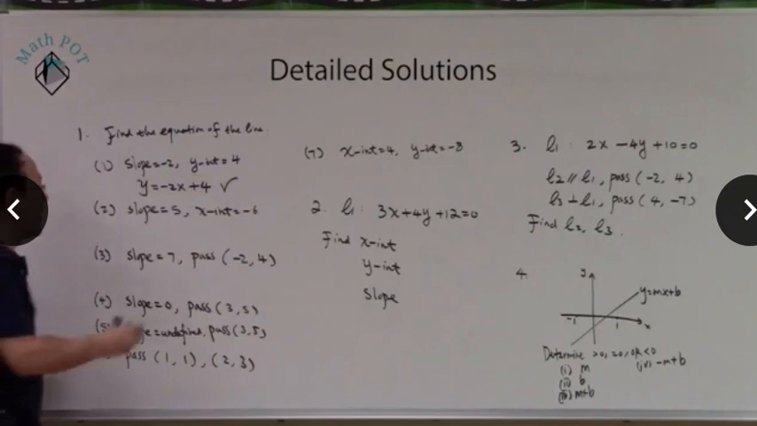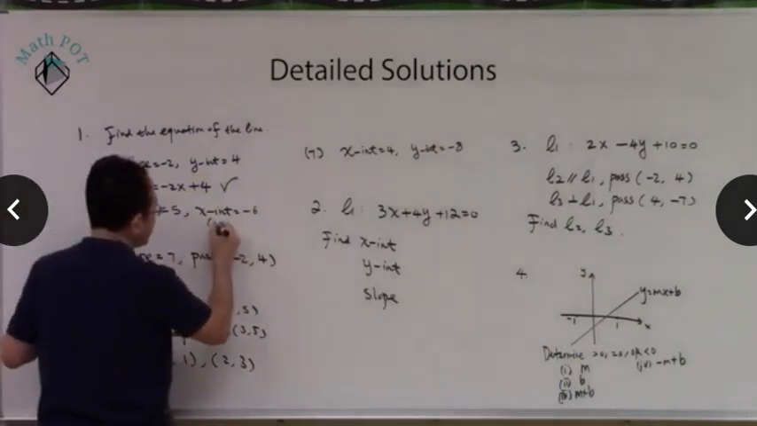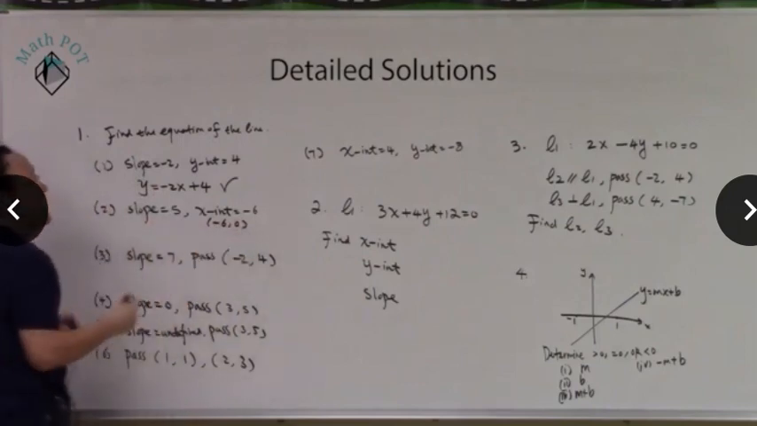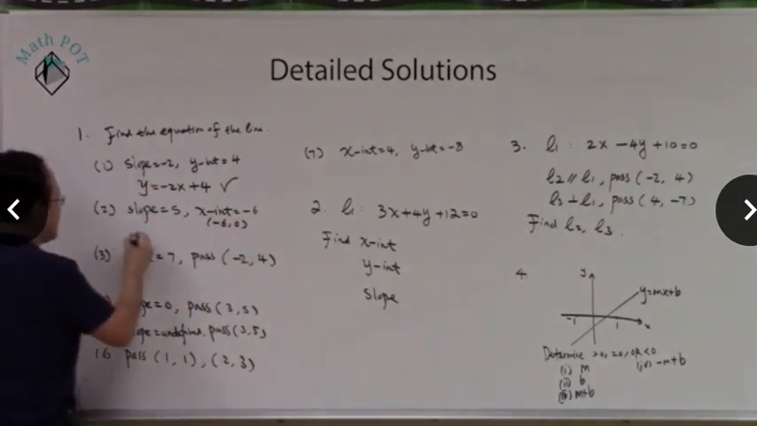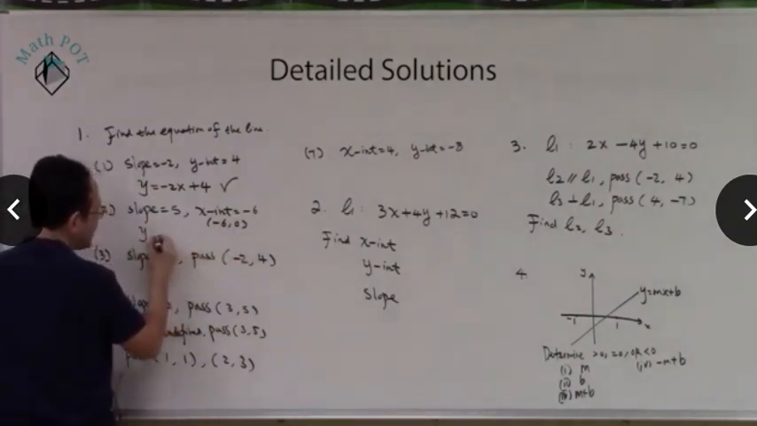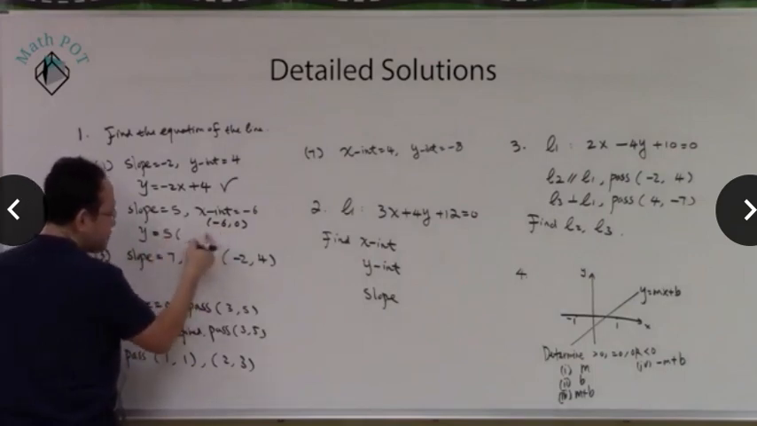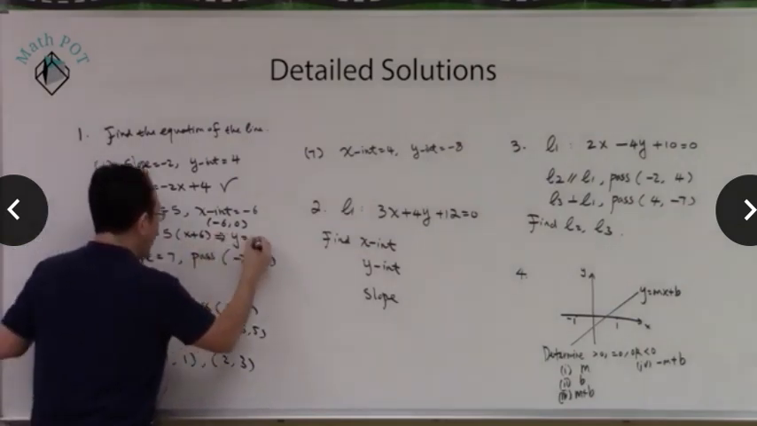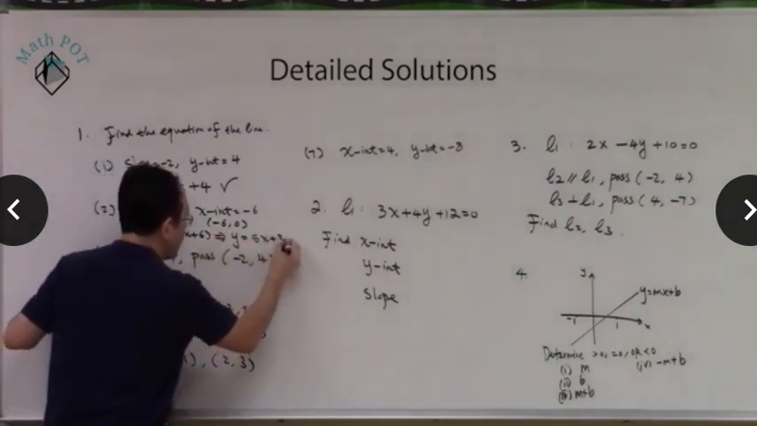X-intercept is nothing but one point. Of course, this point is -6 and 0. We know the slope and we know one point, that means we have the formula: y subtract 0 equals slope multiplied with x and then subtract this one, which gives us x plus 6. So finally, we get y equals 5x plus 30.